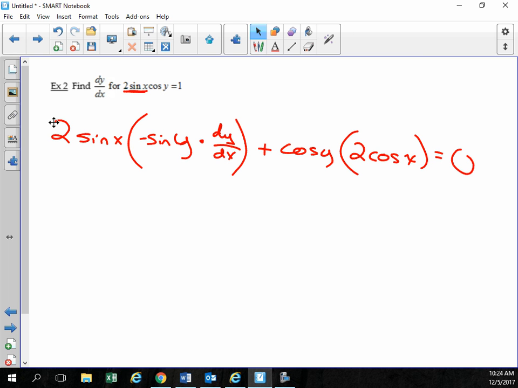Do you have 2 sine x minus sine, times negative sine y, divided by x plus 2, plus cosine y times 2 cosine x? It doesn't matter the order. Could I have the cosines first? Yeah. It doesn't matter the order because it's product rule. Okay, I'm going to clean this up a little bit.